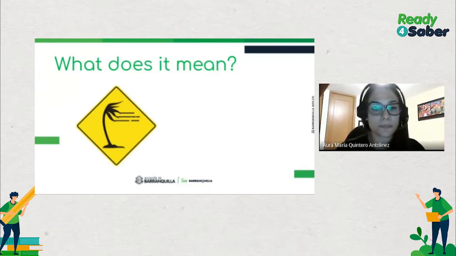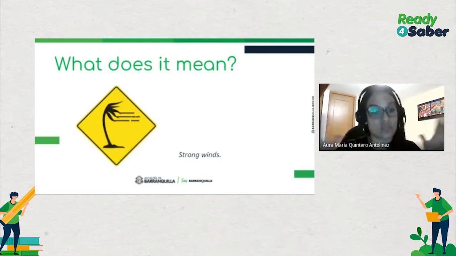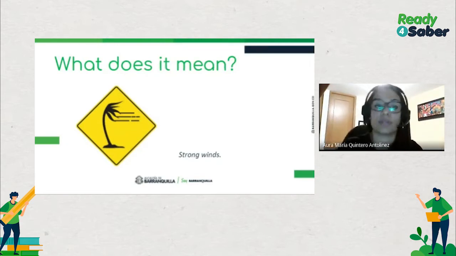Next one. What about this sign? What about this sign? Like a palm tree. It's got to do with the wind, hurricanes. Okay, let's see. Yes, strong winds. It means that strong winds ahead, right? Good. Excellent. Strong winds. Good, Jansen. Very well. Okay, good, guys.